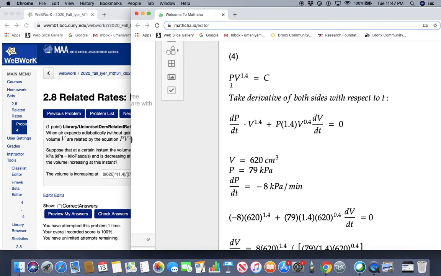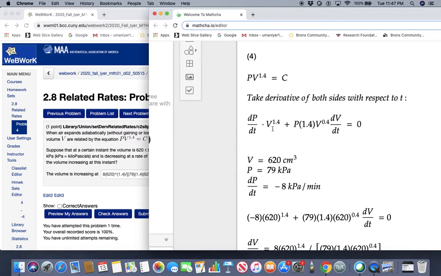So take the derivative of both sides. C is a constant. So product rule: derivative of the first, second as it is, plus first as it is, derivative of the second. So that power comes down, reduces, and then you have a dV/dt. This is a constant, so its derivative is 0.